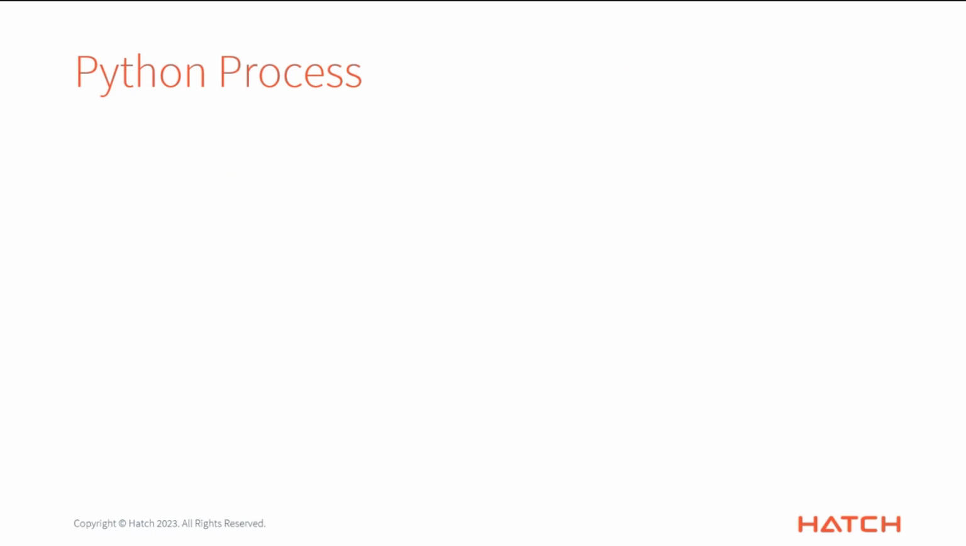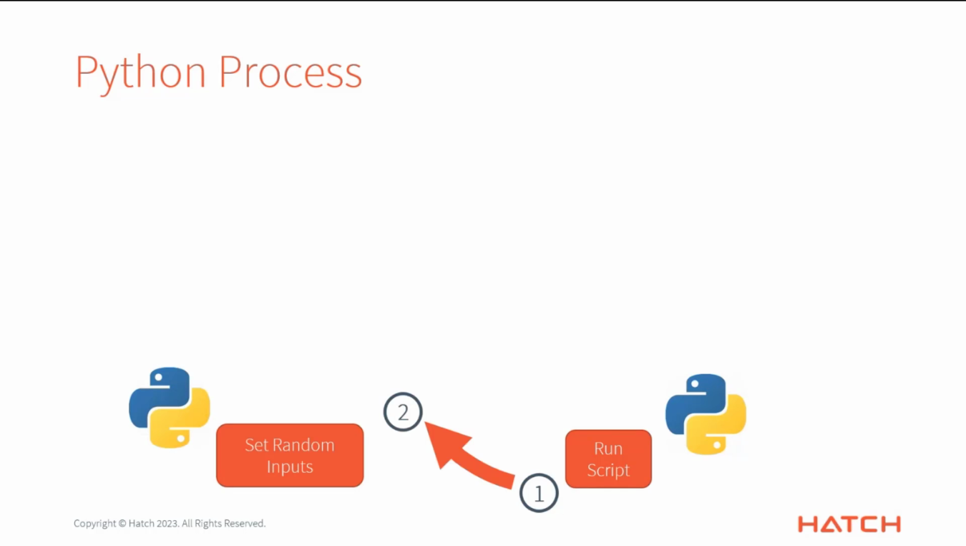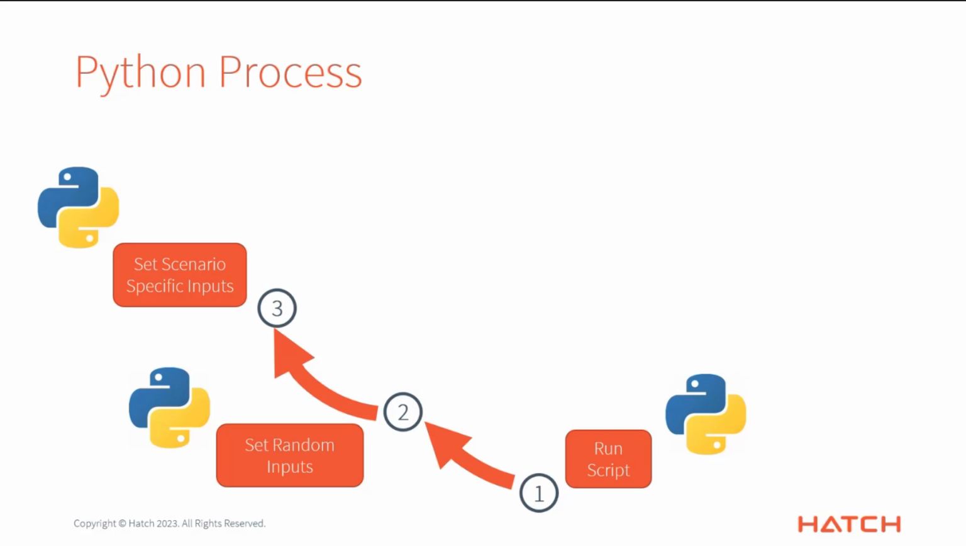So the process that we're going to be using can essentially be visualized as this. We start by running a Python script in our Python Script Manager. And it's important to note that all the other aspects of our analysis are going to be triggered by this single Python script. So when that's run, we then step into our script and we set all of the random inputs that we want to set for the influent characterization so that we get a variety of different results. After we set those random inputs, then we set our scenario-specific inputs, where that's going to be the specific inputs for either the summer or the winter scenario that we're taking a look at.